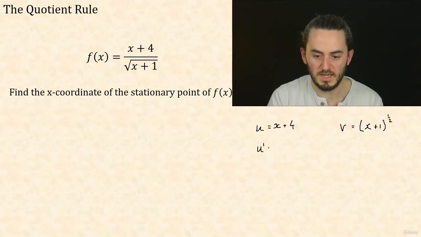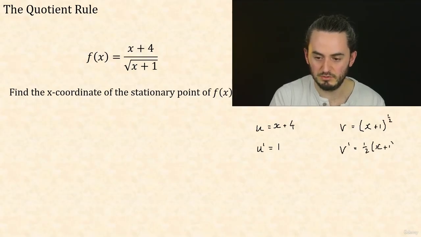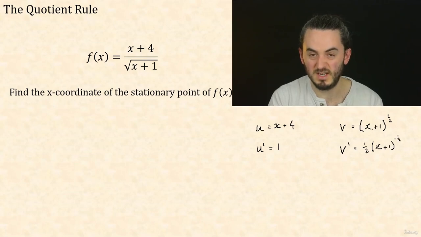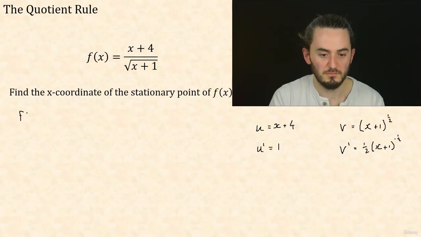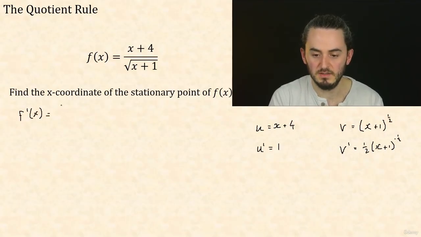So u dash is 1. When I differentiate x, I get 1. When I differentiate 4, I get 0. And v dash is, well, the power comes down, the power drops by 1, multiplied by the derivative of what's going on in the bracket, which is just 1, and there it is. So my derivative here is v u dash, so it's this multiplied by 1.